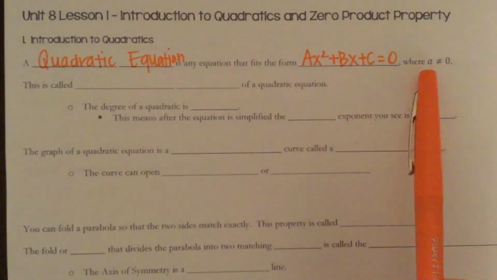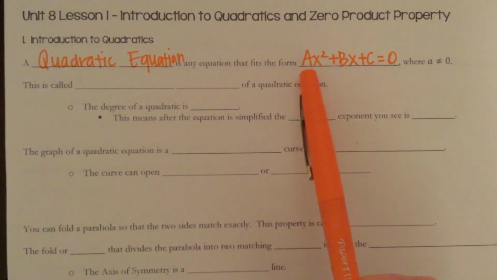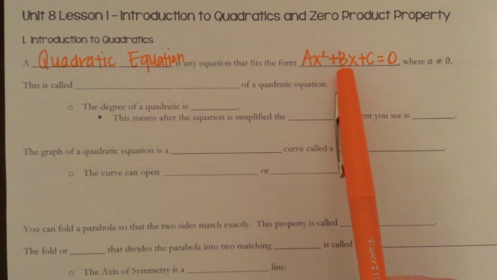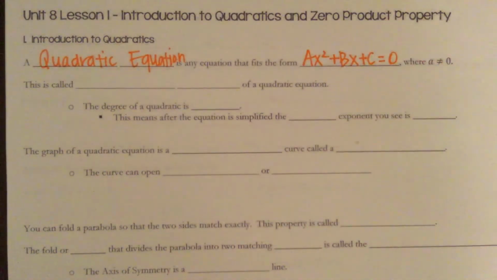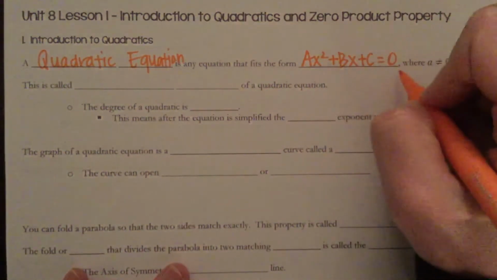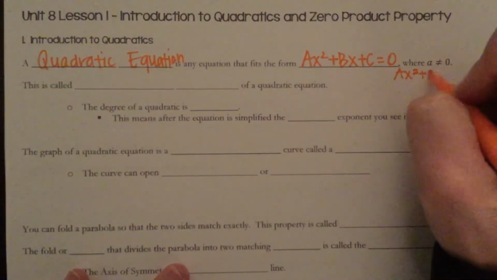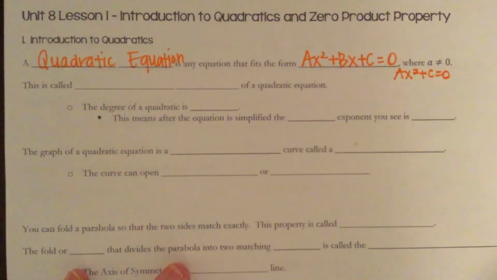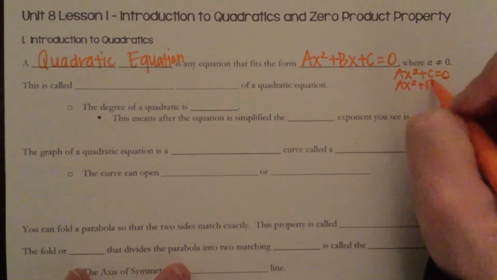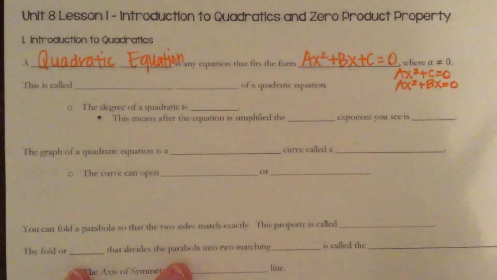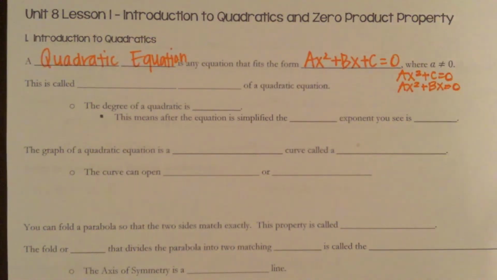And in this form, the value of a cannot be 0. But the value of b could be 0, and the value of c could be 0. If b was 0, then our equation would look like ax squared plus c equals 0. If c was 0, then our equation would look like ax squared plus bx equals 0. The reason that a cannot be 0 is because the x squared term is what makes something a quadratic. We'll talk about that in just a second.